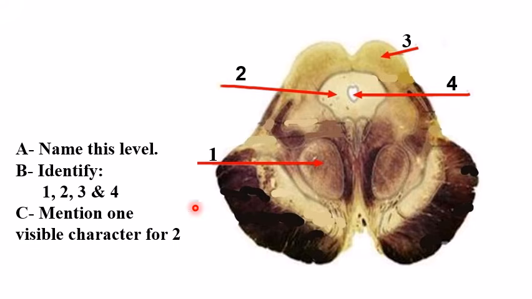Okay. Mention one visible feature for 2. Here I can see an inverted pear-shaped appearance of the gray matter. So it is midbrain, superior colliculus. Here is the tectum. Number 3 is the superior colliculus. In the tegmentum, I can see the aqueduct of Sylvius, number 4, surrounded with inverted pear-shaped gray matter. Both sides here, I can see the red nucleus, number 1.